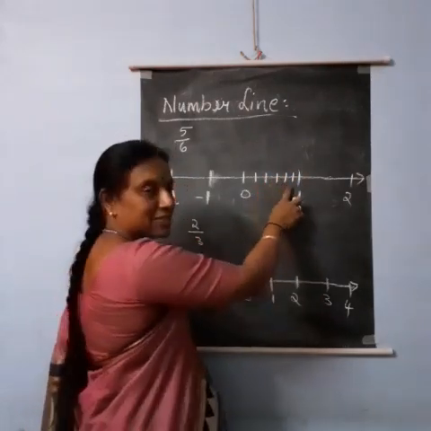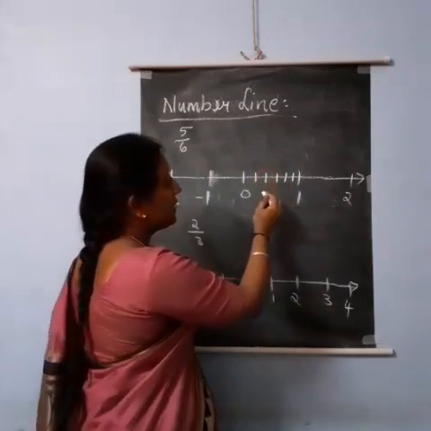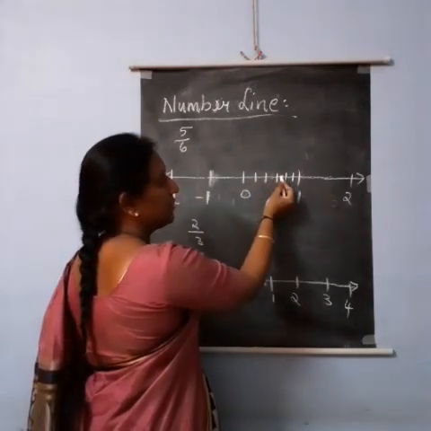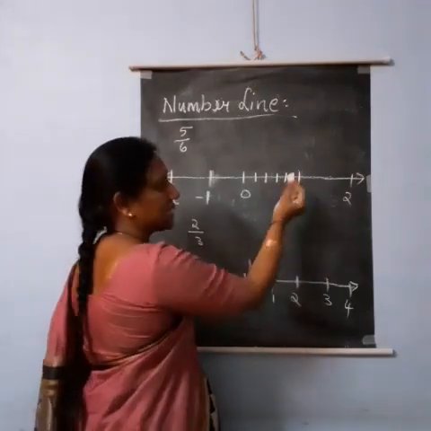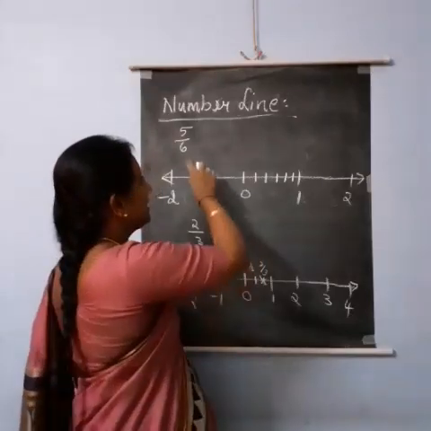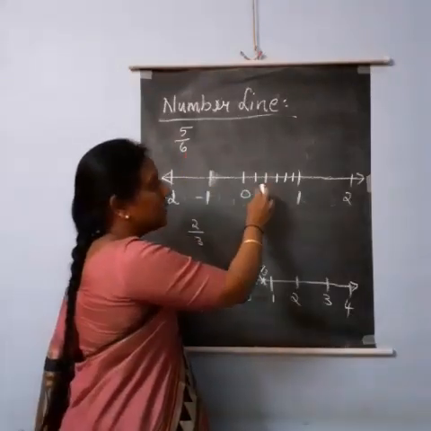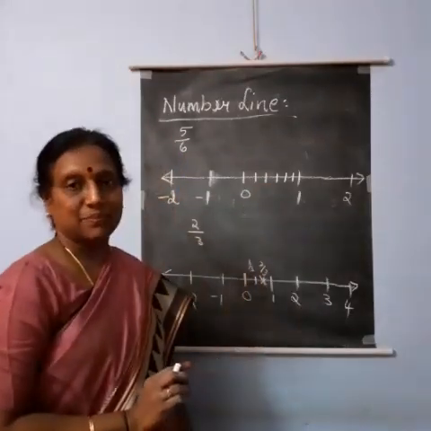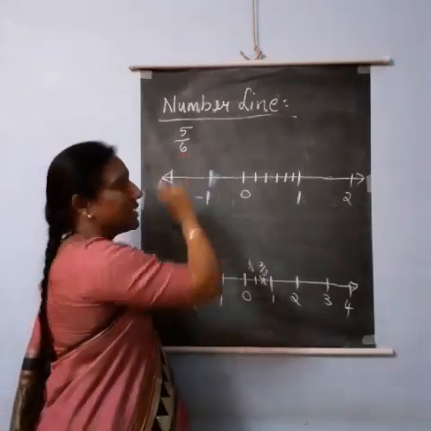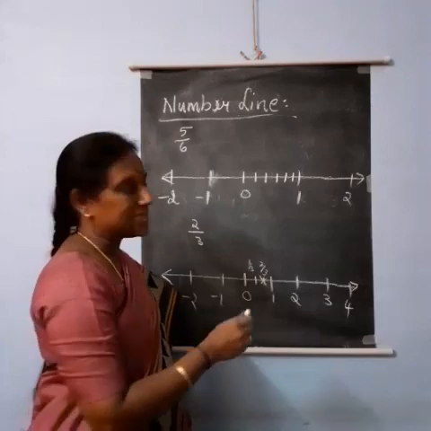Now I have marked 5 divisions. See how many parts have come in. 1, 2, 3, 4, 5, 6. Have you understood? So when I need to mark 6 parts, I will cut 5 cuts. Understand? So now you see I need to mark 5 by 6. Where will 5 by 6 come?